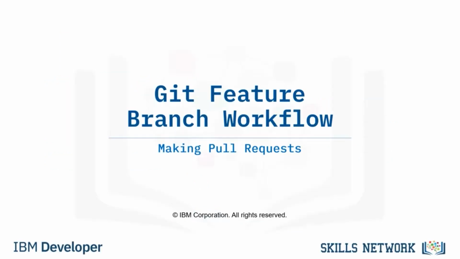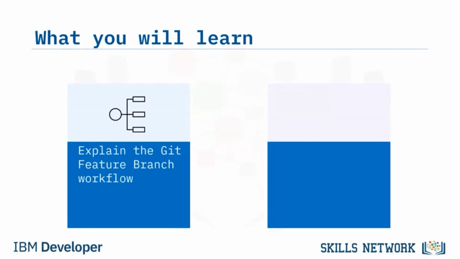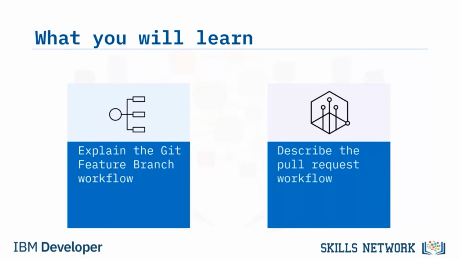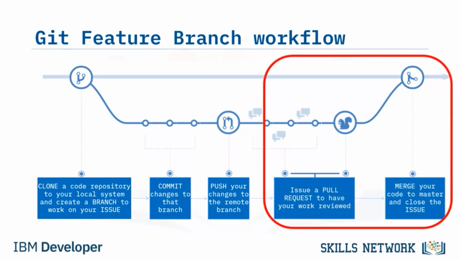Welcome to Git feature branch workflow, making pull requests. After watching this video, you'll be able to explain what the Git feature branch workflow looks like in practice and describe the pull request workflow. If you recall in the Git feature branch workflow from a previous video, you are now on the final 2 steps of the process, where you must first issue a pull request and then merge your code.